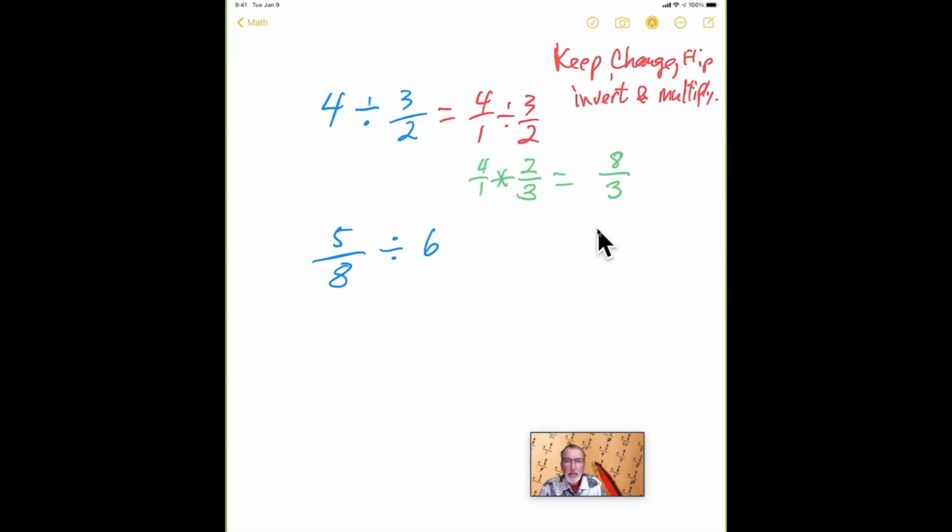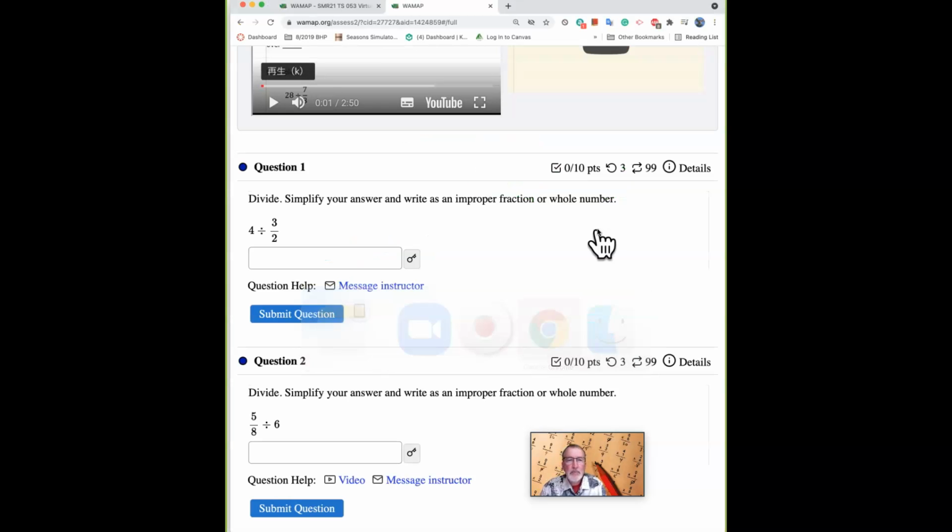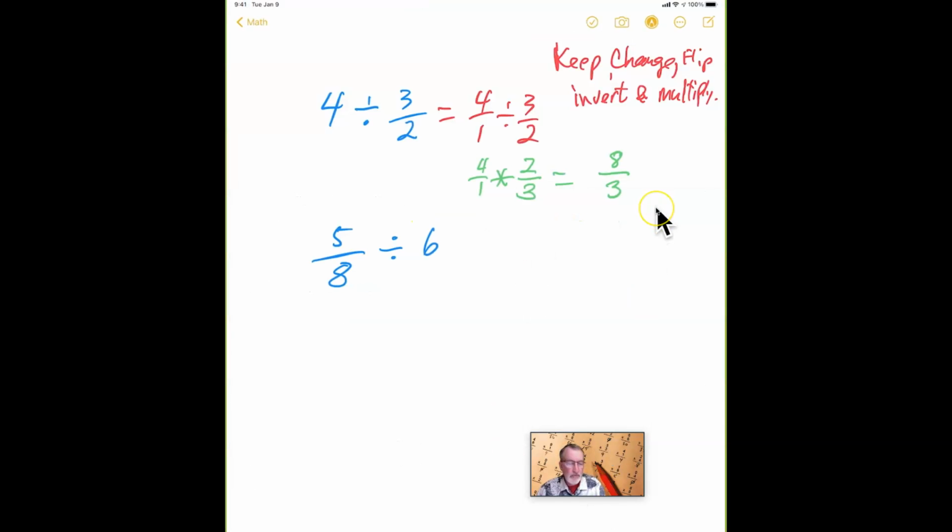And let's check what it says at WAMAP. Sometimes they don't want you to turn it into a mixed number, and here they say write as an improper fraction or a whole number. So we don't have to change it to a mixed number. They either want a whole number or an improper fraction. And over here we have an improper fraction, 8 over 3. So that's what we'll use as our answer.